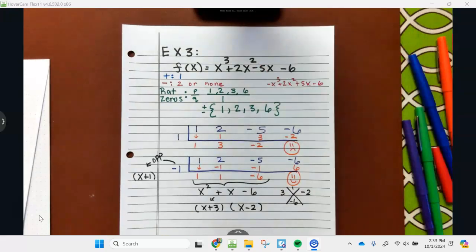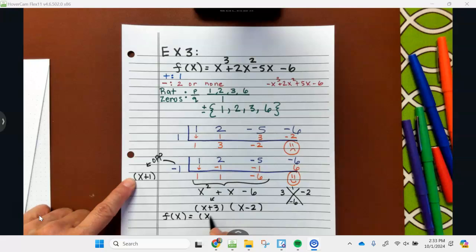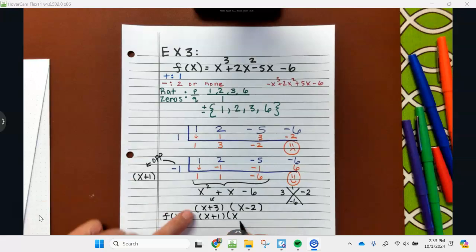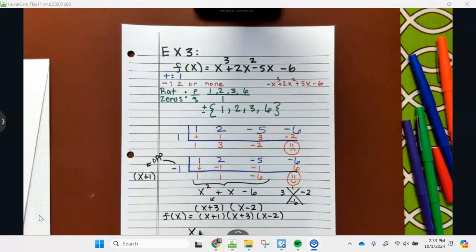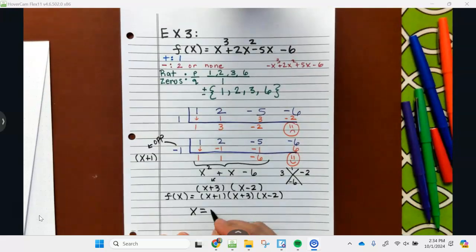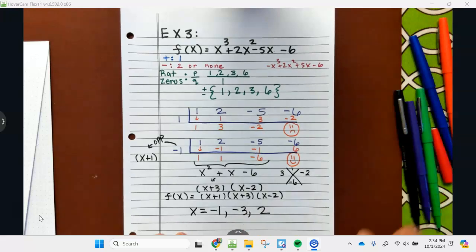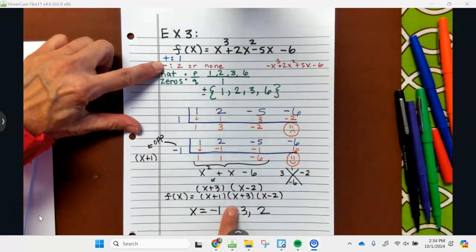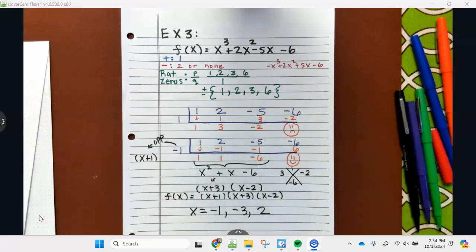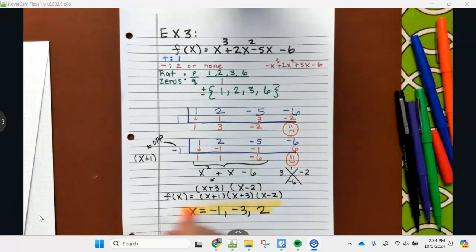So if I write the polynomial in complete factored form, it's going to look like this. I'm going to start with this one, x plus 1. Then I'm going to write these, x plus 3, x minus 2. So I know x is going to equal negative 1, negative 3, and positive 2. 3 answers, 3 degrees. I am fulfilling my 2 negatives. I had exactly 1 positive. We are set. That's the answer.